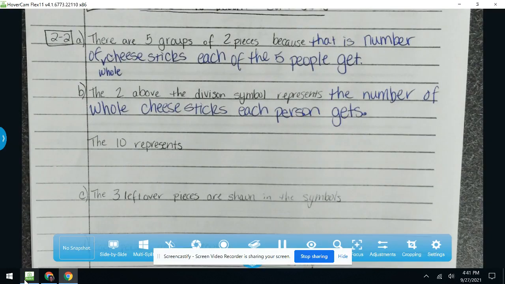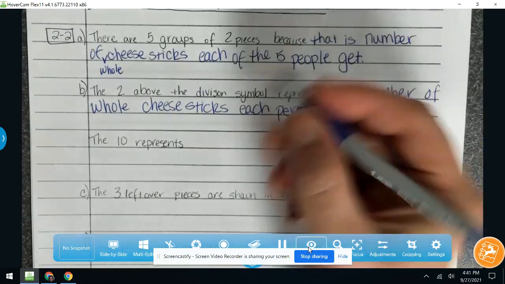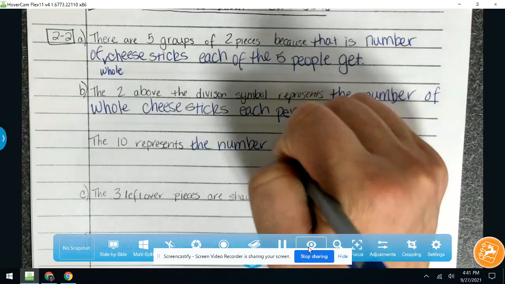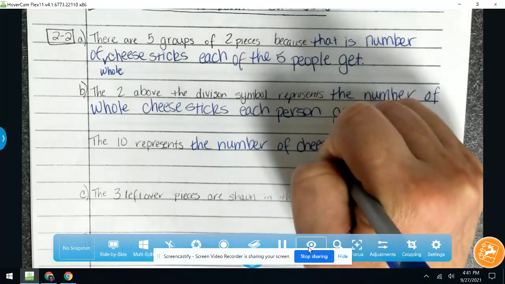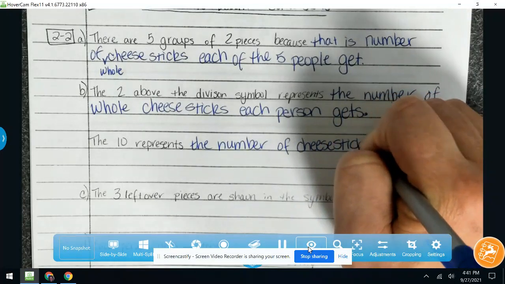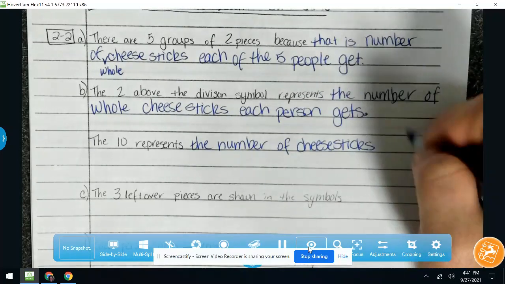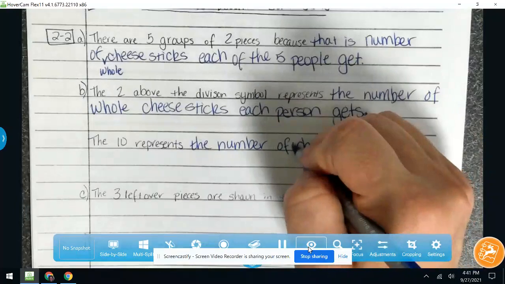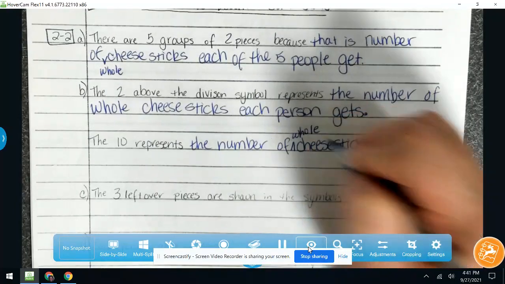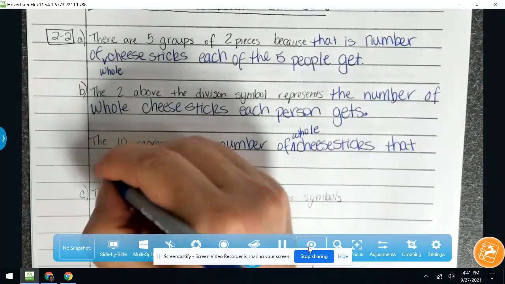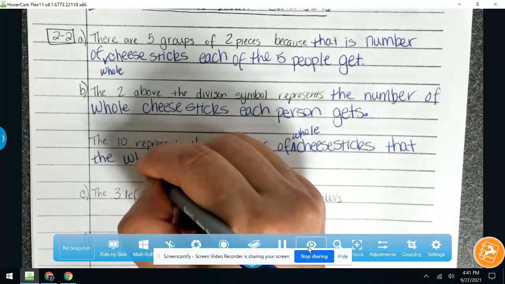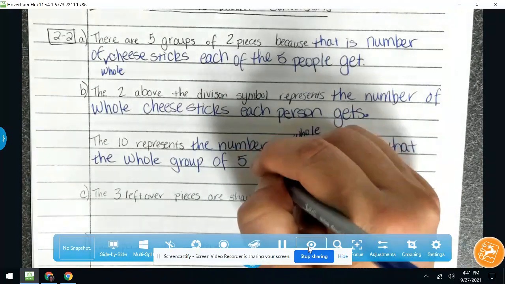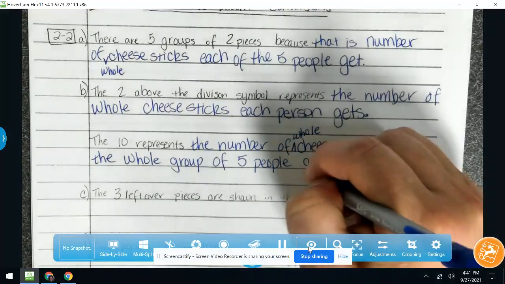So, oops, wrong one. The 10 represents the number of cheese sticks that, let's put that word whole in there again. For some reason, I don't want to write it today. The number of whole cheese sticks that the whole group of 5 people get.